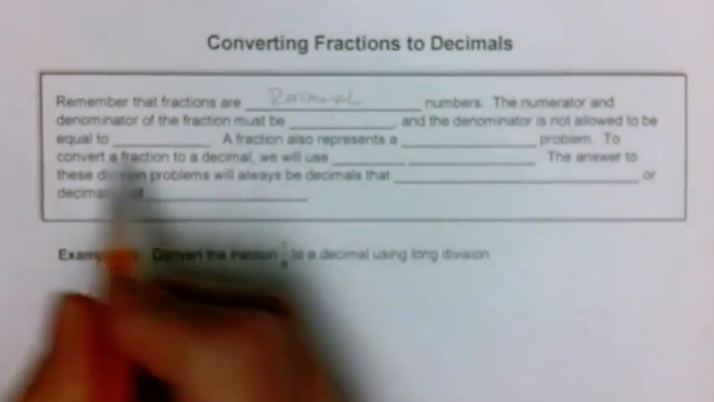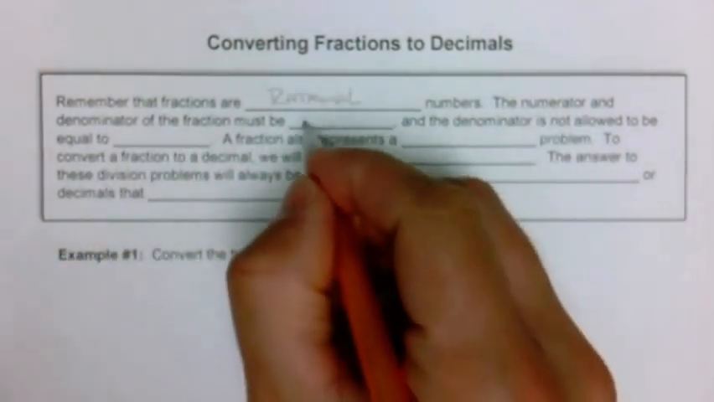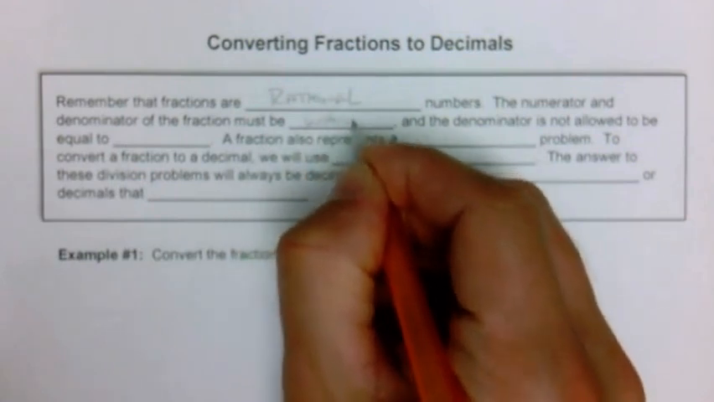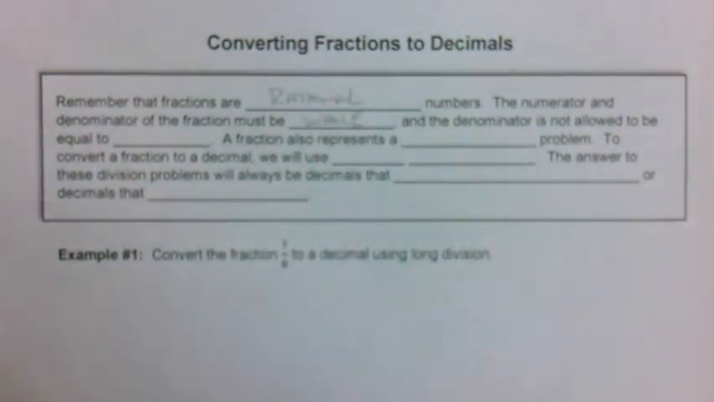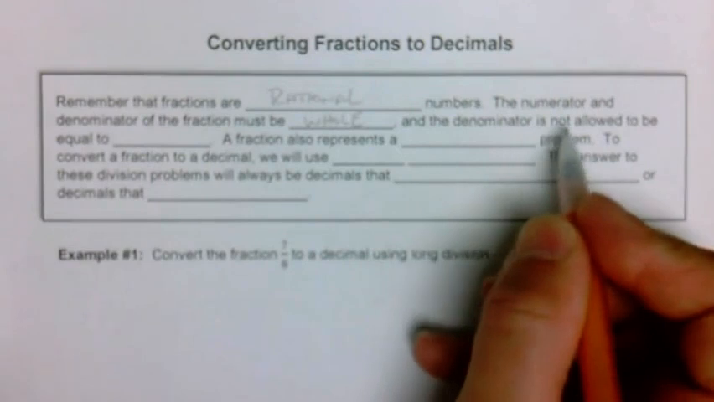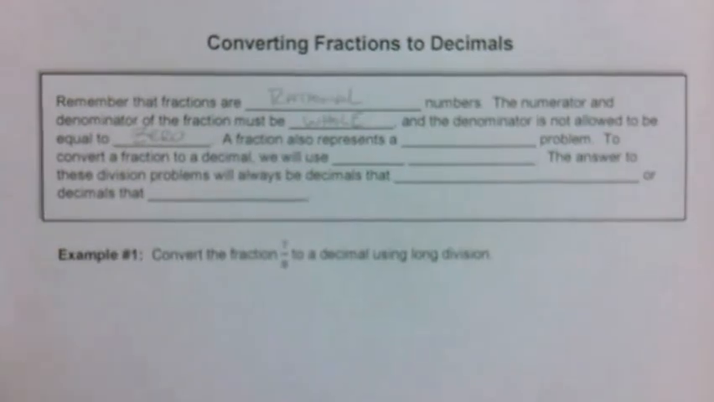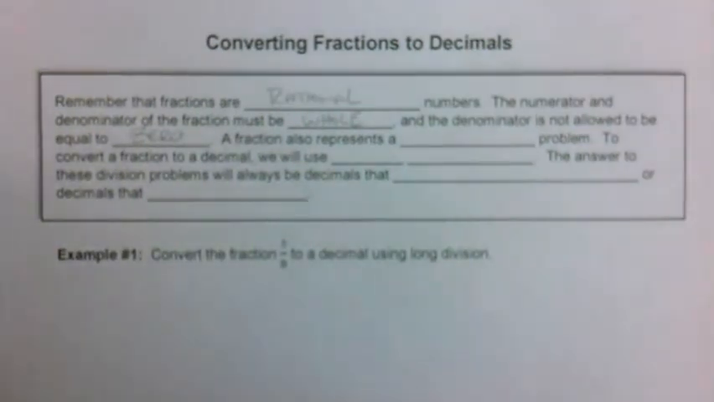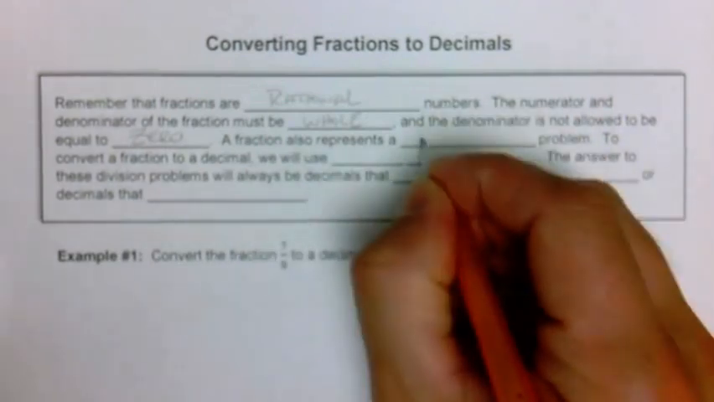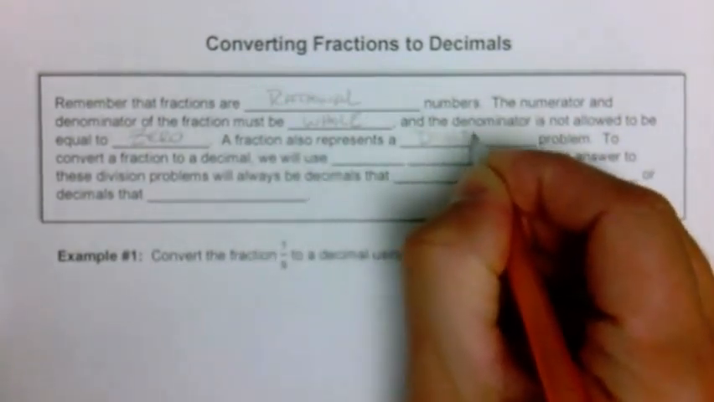The numerator and denominator of the fraction must be whole, meaning that your fraction can't have fractions in it or decimals in it. The numerator and the denominator have to be whole. And the denominator of your fraction is not allowed to equal 0, because then you would be dividing by 0, which is undefined. A fraction also represents a division problem.